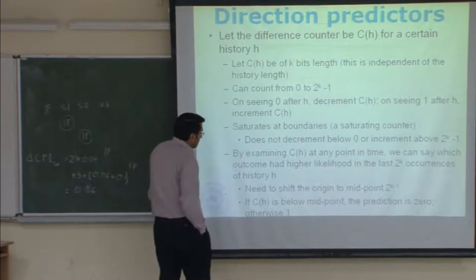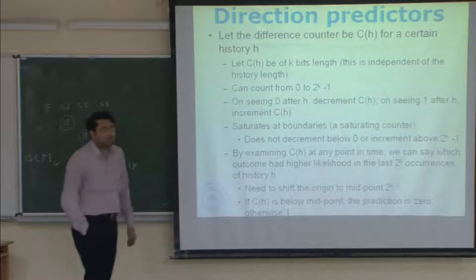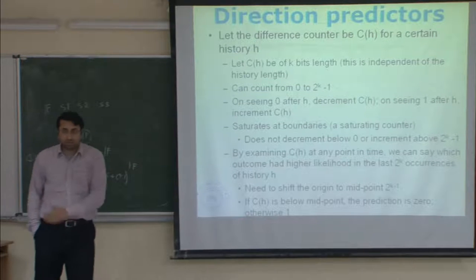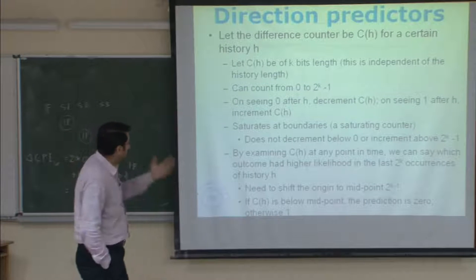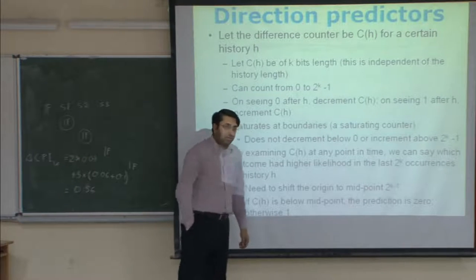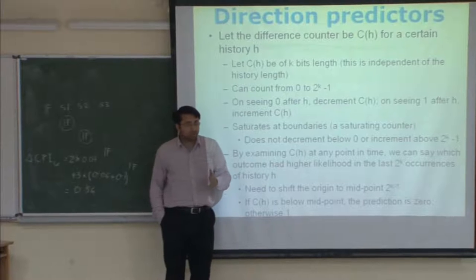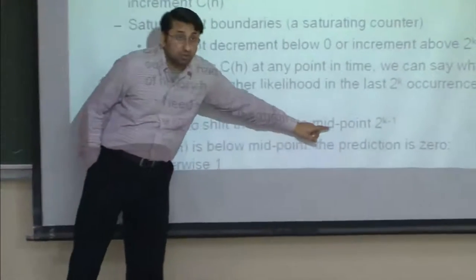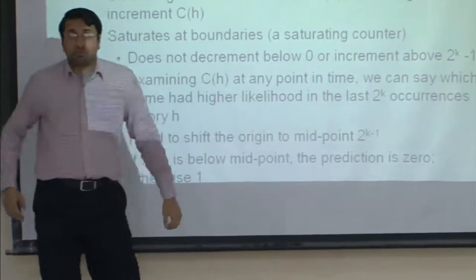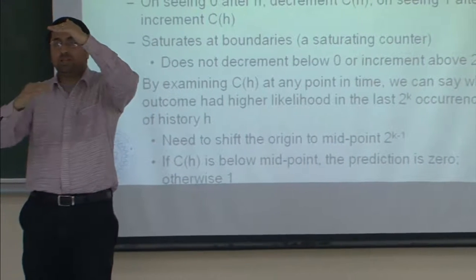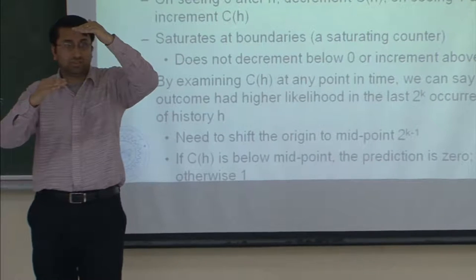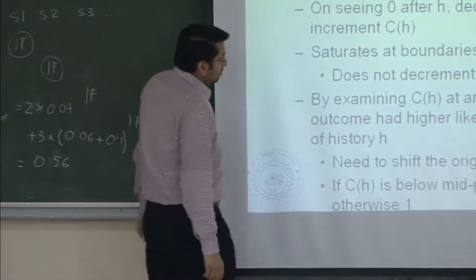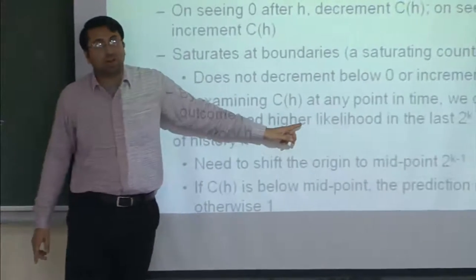We can say which outcome had higher likelihood in the last 2 to the power of k occurrences of history h. Because I can only count in this range. So you need to shift the origin to the midpoint first. So 2 to the power of k minus 1 is the midpoint. If you are below the midpoint, you know that you have seen more zeros than ones. If you're above the midpoint, you know that you have seen more ones than zeros. However, that you can say only about the last 2 to the power of k occurrences.